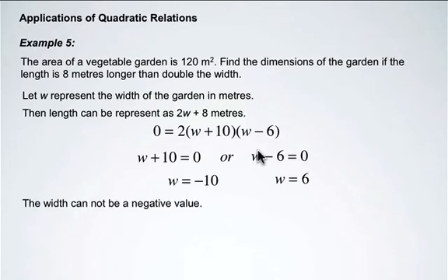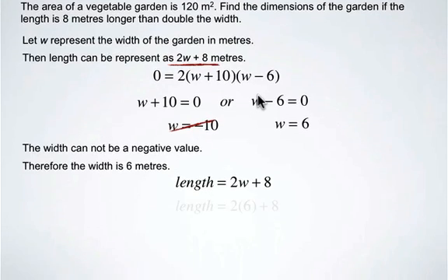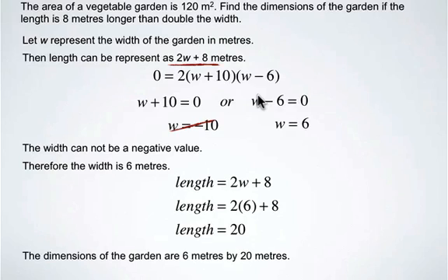The width cannot be a negative value. How can we have a negative width? So the only possibility is that the width is 6 meters. If the width is 6 meters, the length is equal to 2 times 6 plus 8, which is 20. So the dimensions of the garden are 6 meters by 20 meters.